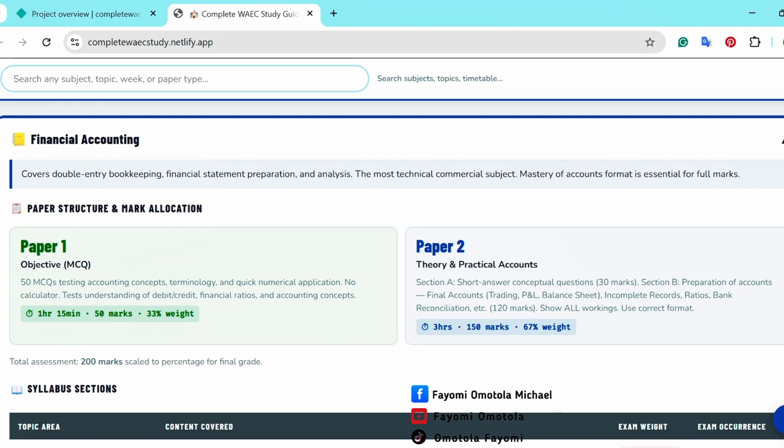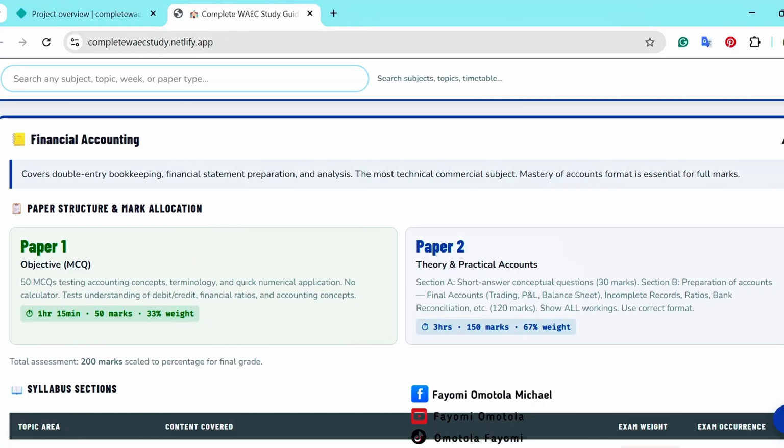So you have preparation of final accounts, trading and P&L, balance sheet, incomplete record, ratios, bank reconciliation, etc. You need to show all the workings. It's the workings that will give you marks here. They want to see how you can flow through and prepare the balance sheet. If you do well here, 120 marks out of 150, and you also pick the short answer questions of 30 marks, you'll be looking at B3.